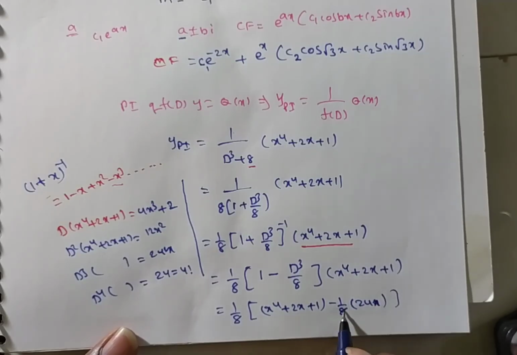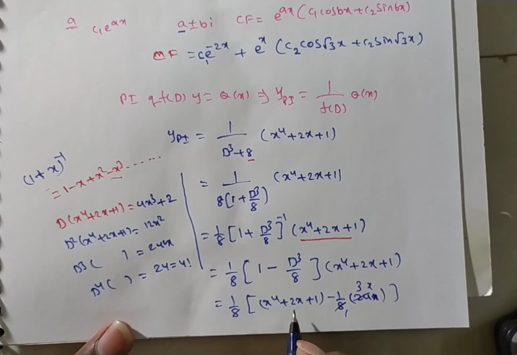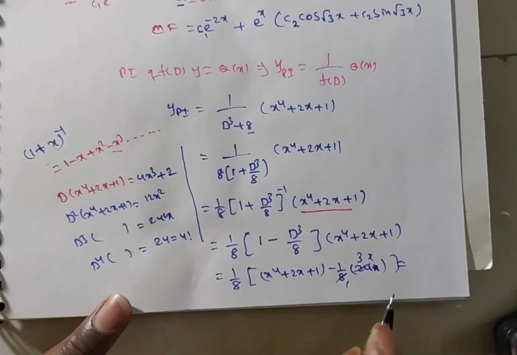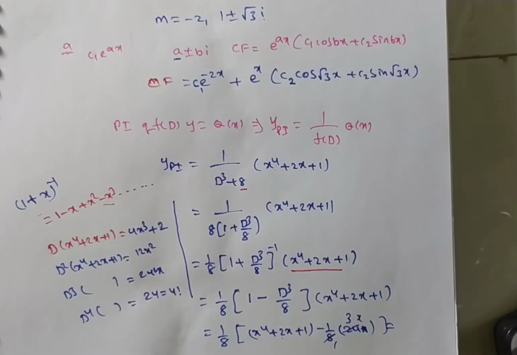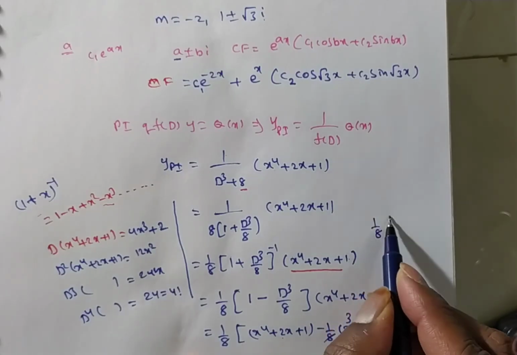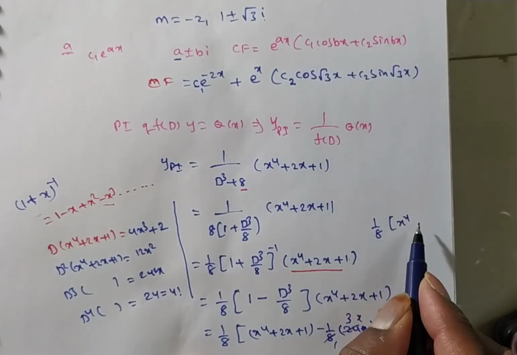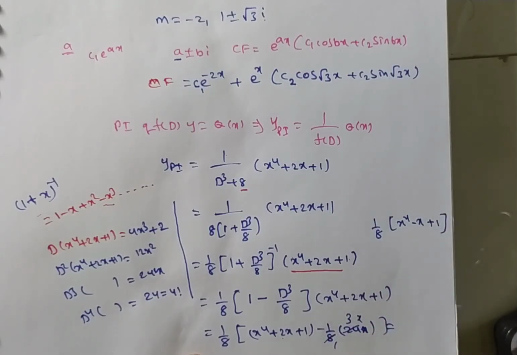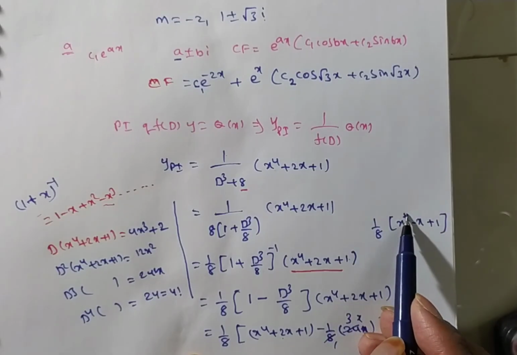Now you have to simplify this. 8 1s are 8, 8 3s are 24. So here you have x to the power of 4, this is plus 2x and this is minus 3x. So you will have minus x plus 1. Okay, now this is equal to, I am writing here, 1 by 8 times of x to the power of 4 minus x plus 1. Is it clear for everyone? You see, this is the particular integral.